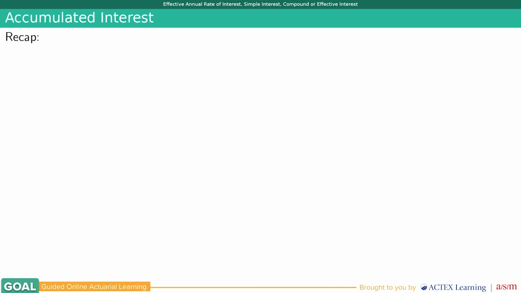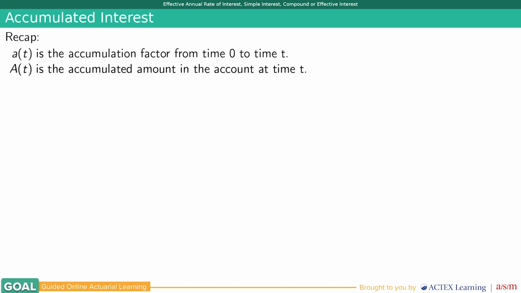In the previous section, you learned about the accumulation and amount functions, where little a of t is the accumulation factor from time 0 to time t, and capital A of t is the accumulated amount in the account at time t. Simply put, the amount, capital A of t, is the initial investment times the accumulation factor.